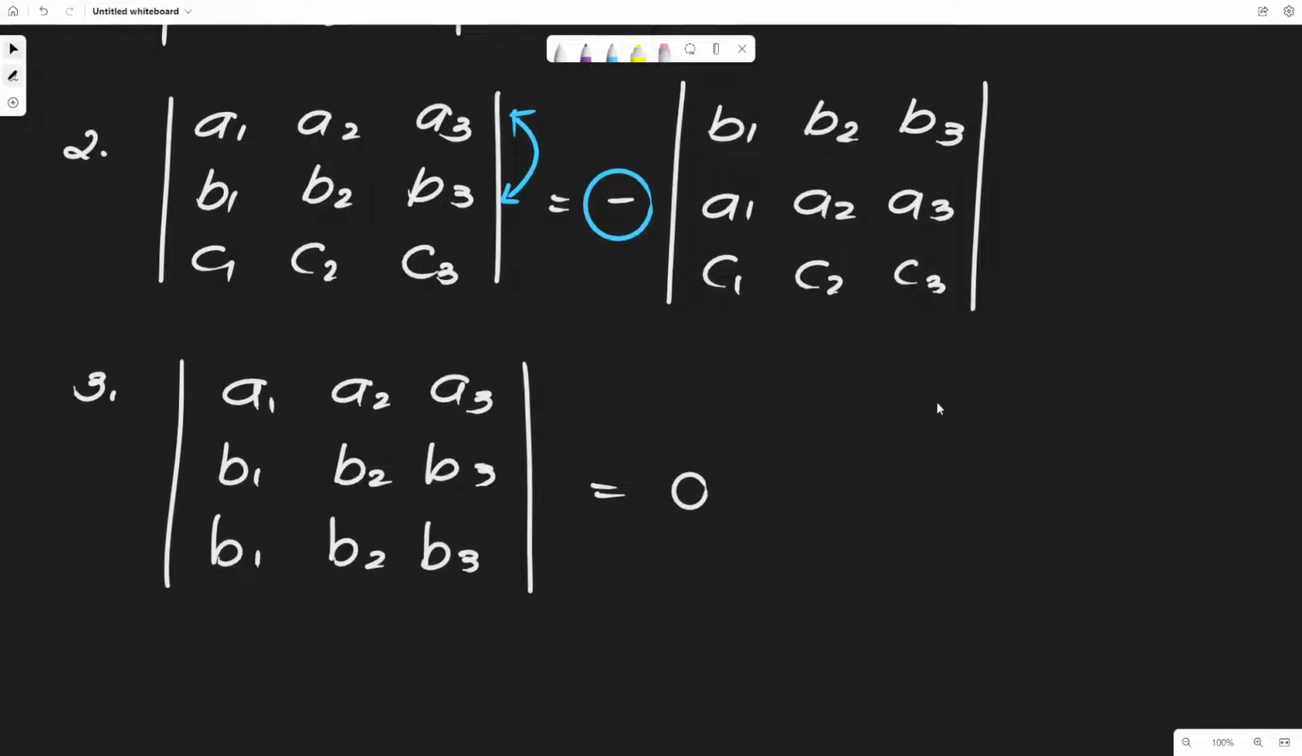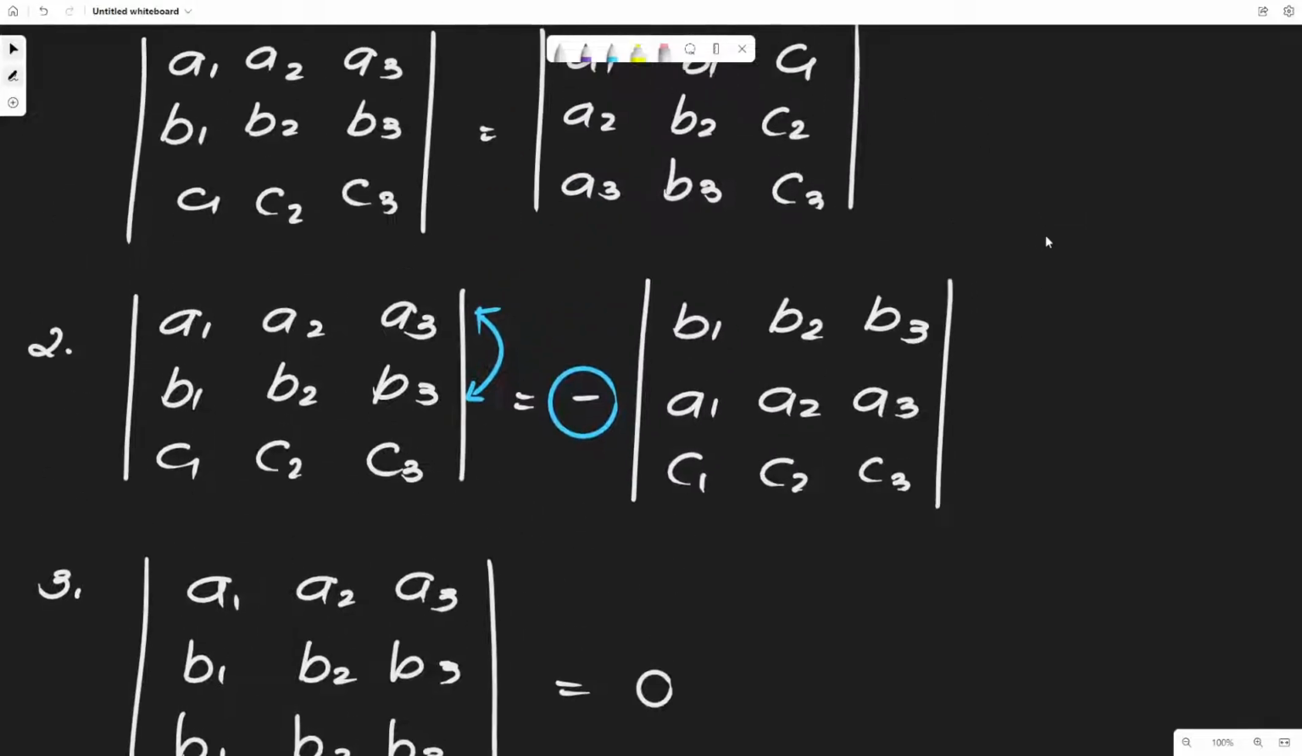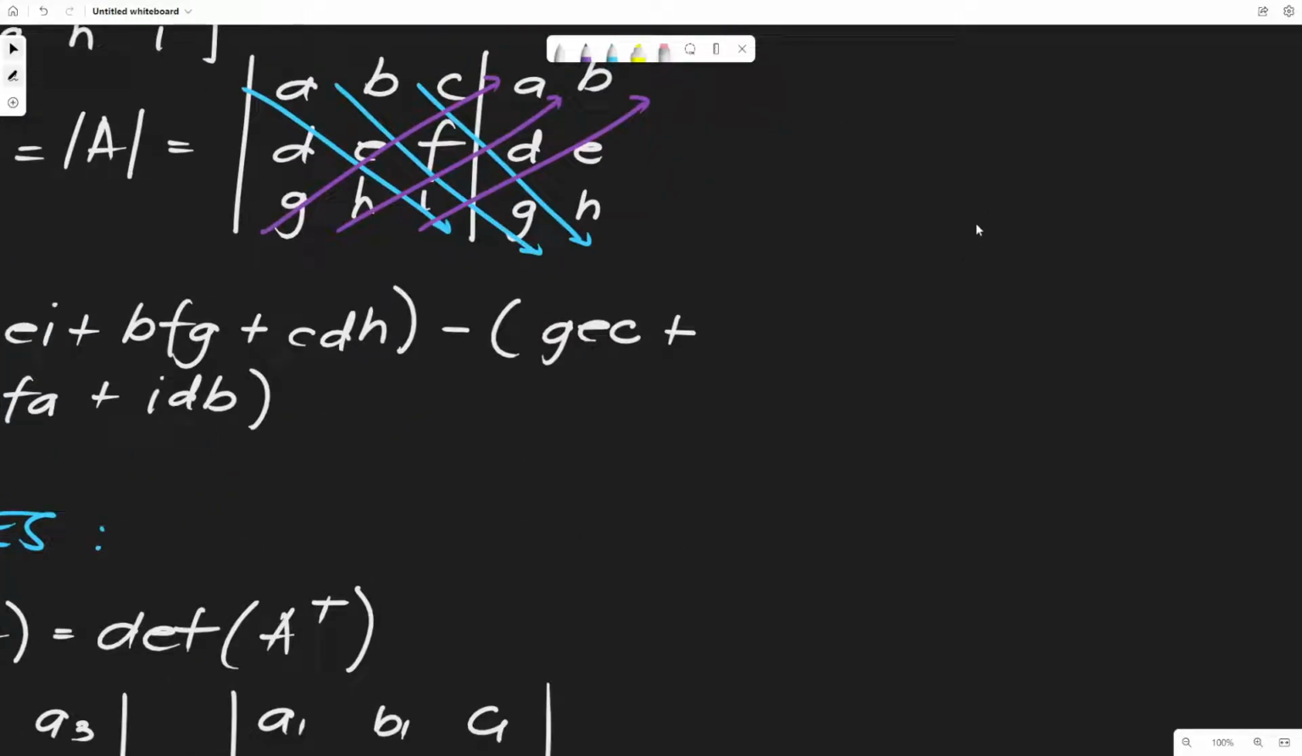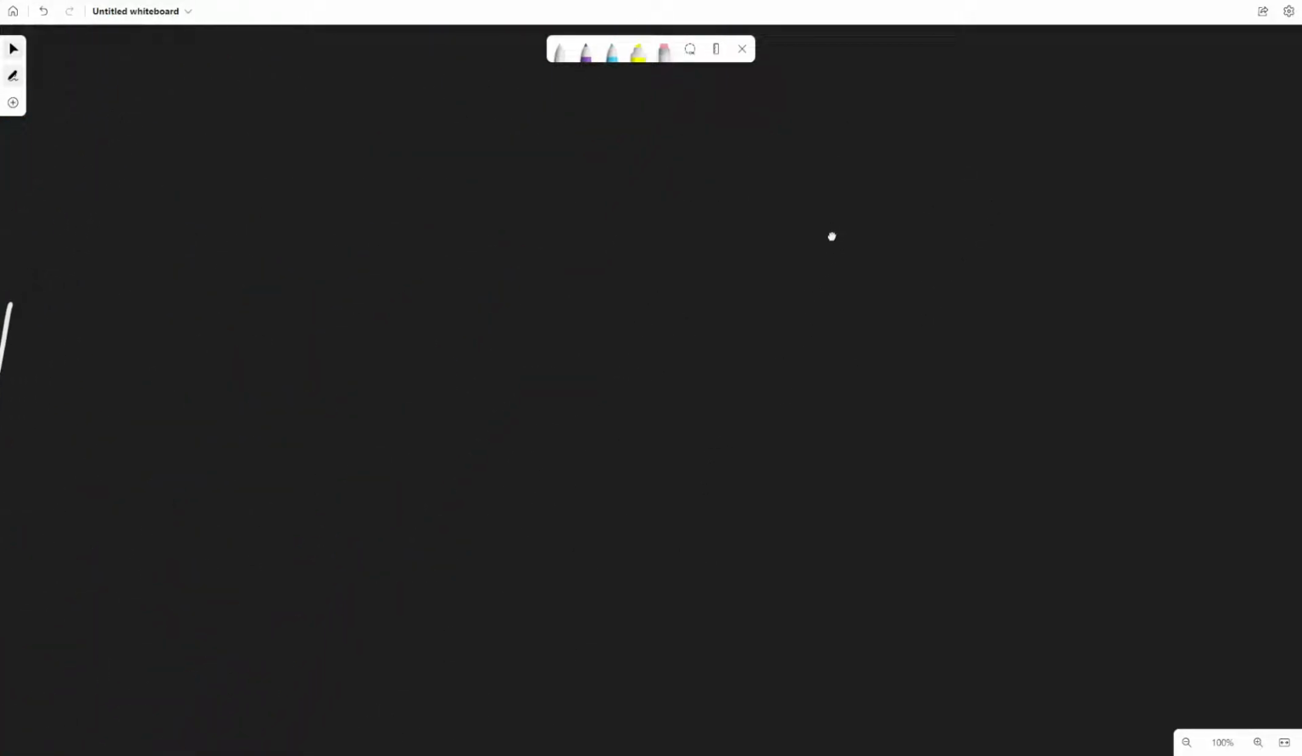And lastly, if you have two or more equal columns, or rather rows, the determinant of that is equal to 0. So that's the third. Okay? So that's the 3 properties of determinants. So, let's solve and practice. Here first.